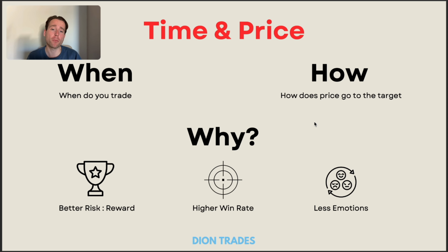You know everything about price. You know how value gaps work, how order blocks work. You know the ICT basics, but combining it with time is what sets you apart from losing to winning. And time and price is very simple. Time is when do you trade, combine it with price. How does price go to the target?